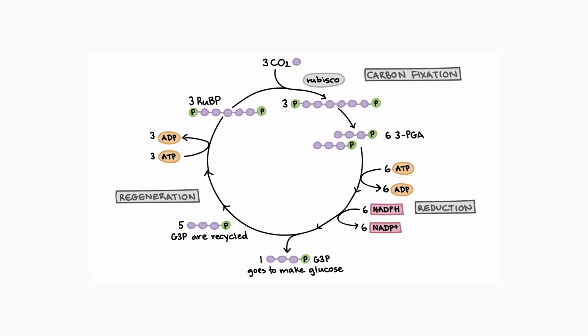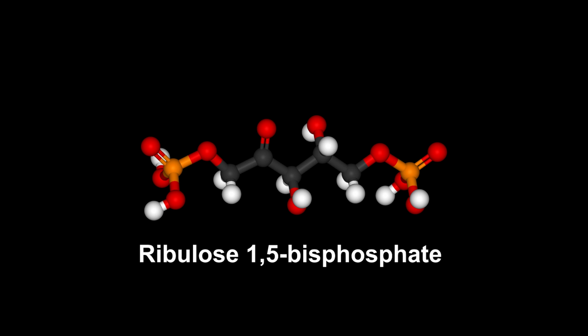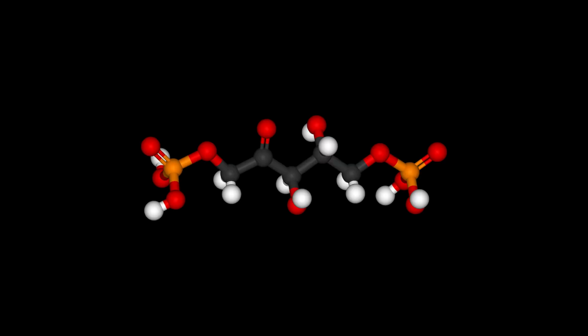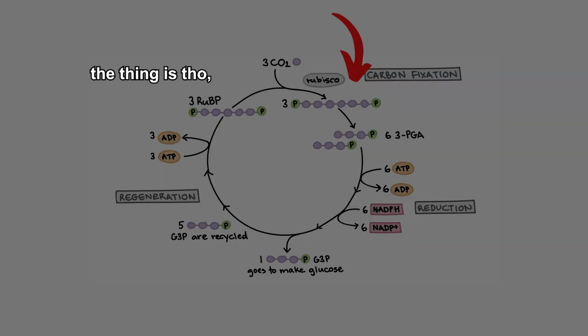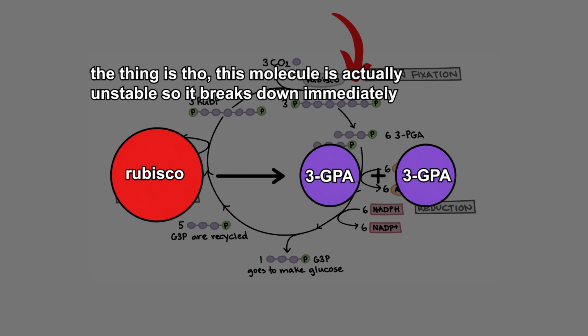You idiot. To begin the Calvin cycle, we use a molecule called RuBP, also known as ribulose bisphosphate. Think of ribulose bisphosphate as the plant's mousetrap. It sits there waiting to snatch a CO2 so it can finally start the Calvin cycle. The Calvin cycle starts when a CO2 molecule bonds with ribulose bisphosphate and turns into a molecule with 6 carbon atoms. The thing is, though, this molecule is actually unstable, so it breaks down immediately.